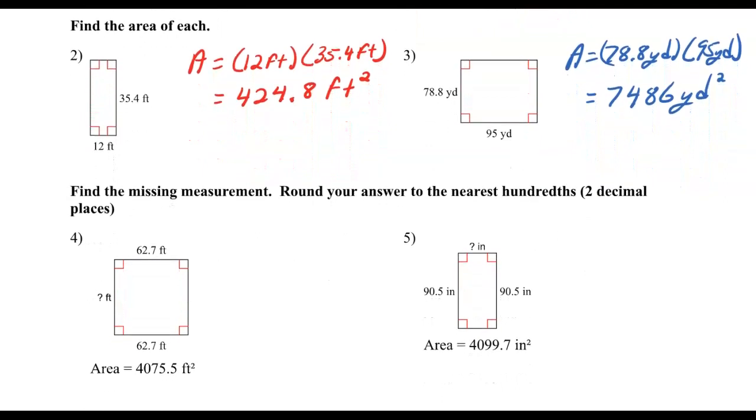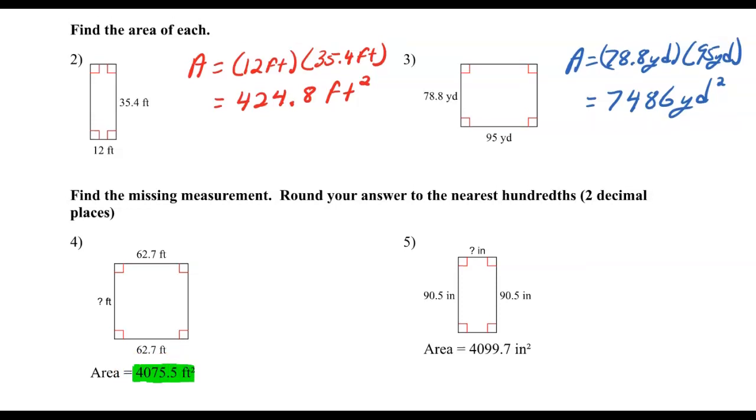In problem number 4, we're going to work backwards. So we have the area is equal to 4,075.5. And we want to find the dimension that has the question mark on it. So we know the area is base times height. We'll plug in 4,075.5 on the left hand side. The base is 62.7, and I'll leave h to be h.